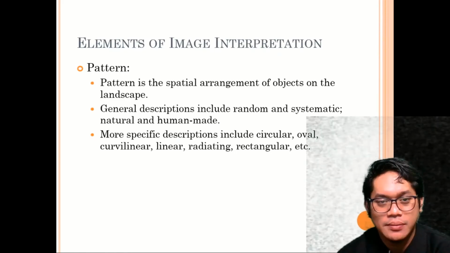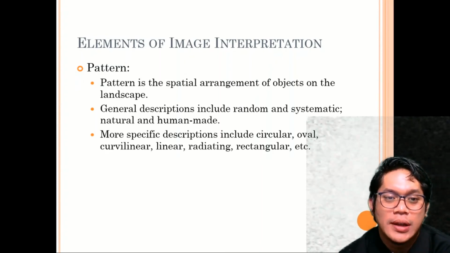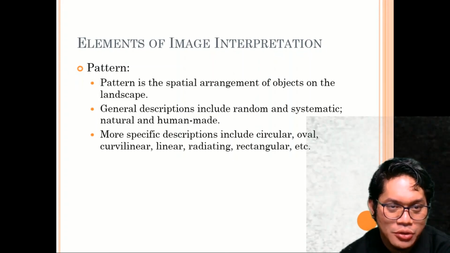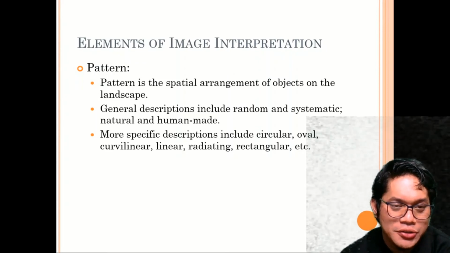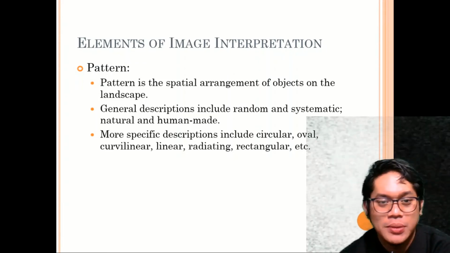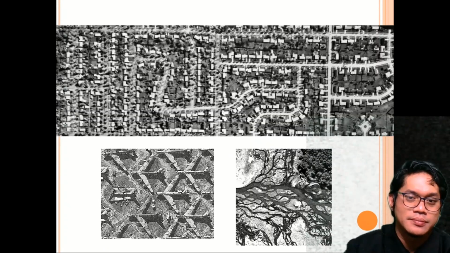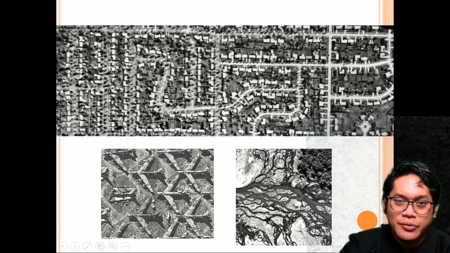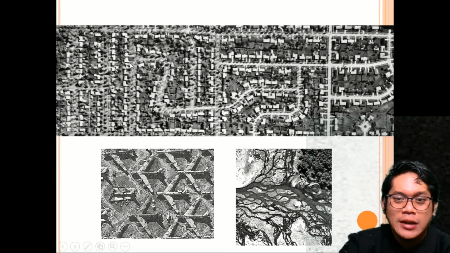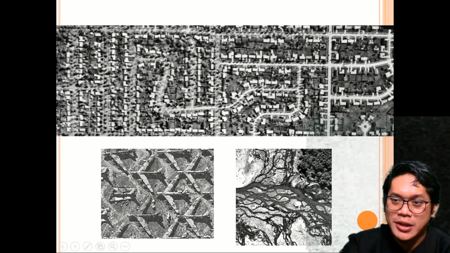Another one will be the pattern, where pattern is the spatial arrangement of the objects on the landscape. So basically, it's random or systematic, and it goes to either nature made or human made, and also specific descriptions. From here, the first image, as the images are quite uniform and have some shapes and so on, we understand that this is human made. However, the third image is quite abstract, right? It's non-uniform, so it is nature made.